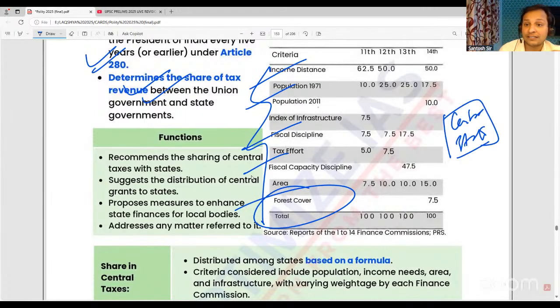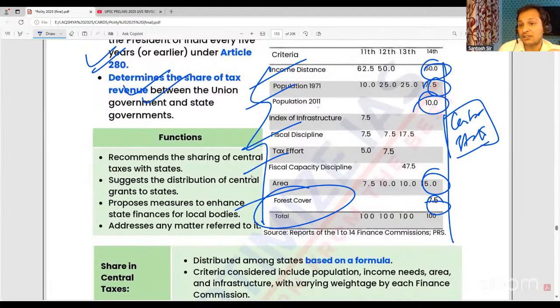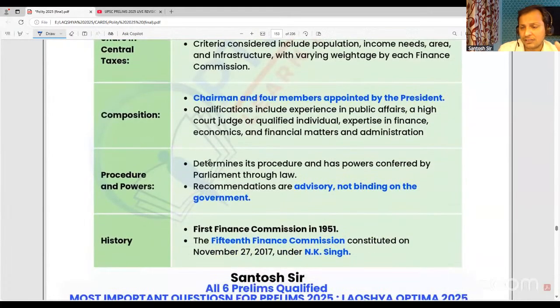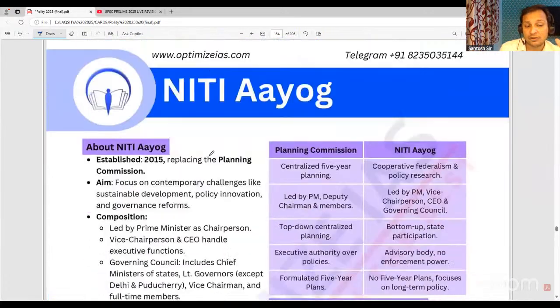They may ask you what the percentage allocation for each one of them is. The highest percentage is income distance, 50%. So just go through this. These are very, very important ones. You may expect a question on that. Finance Commission recommendation is what? It is advisory. It is not binding. This is very, very important, guys. You may expect a question on that.